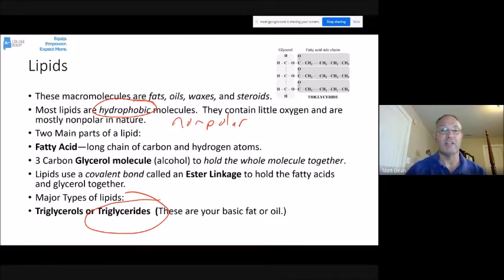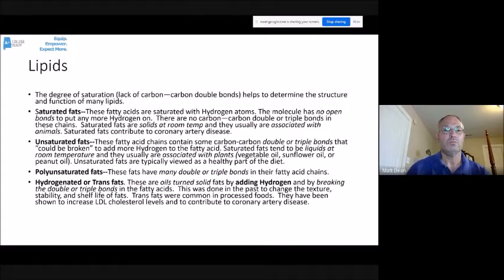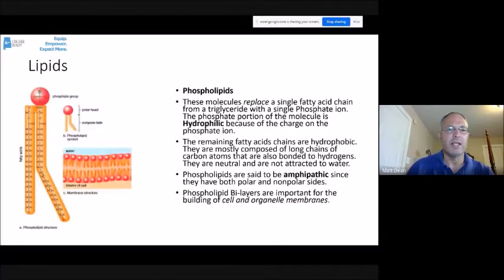These are your basic fats or oils. Up here in the picture, each one of these in dark gray, those are fatty acid chains. And then each one of those is connected to this molecule, which was the glycerol molecule. So this is what we call a triglyceride. 3 fatty acids connected to 1 glycerol molecule. And for right now, we're not going to talk about the differences between saturated and unsaturated fats. We'll do that later.